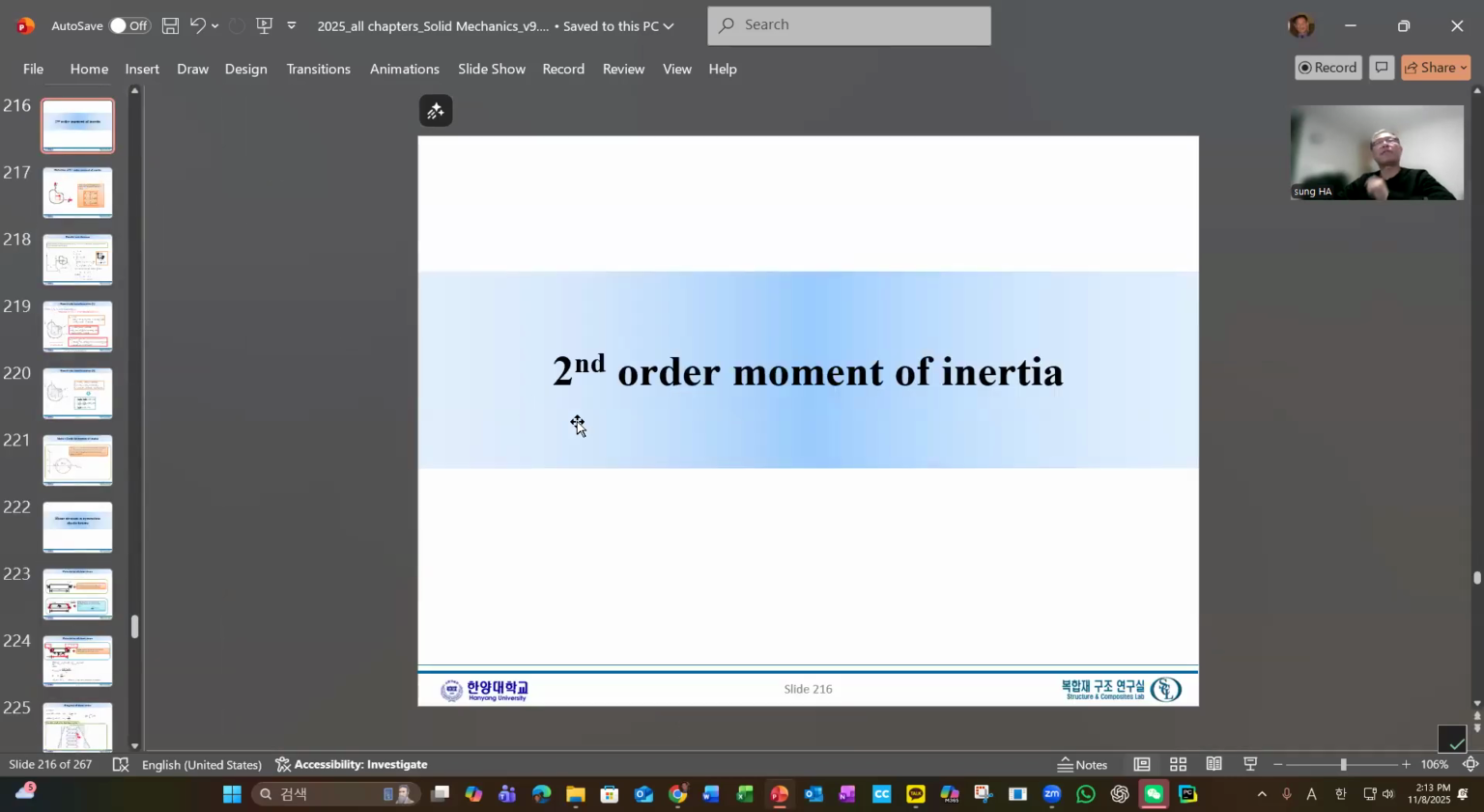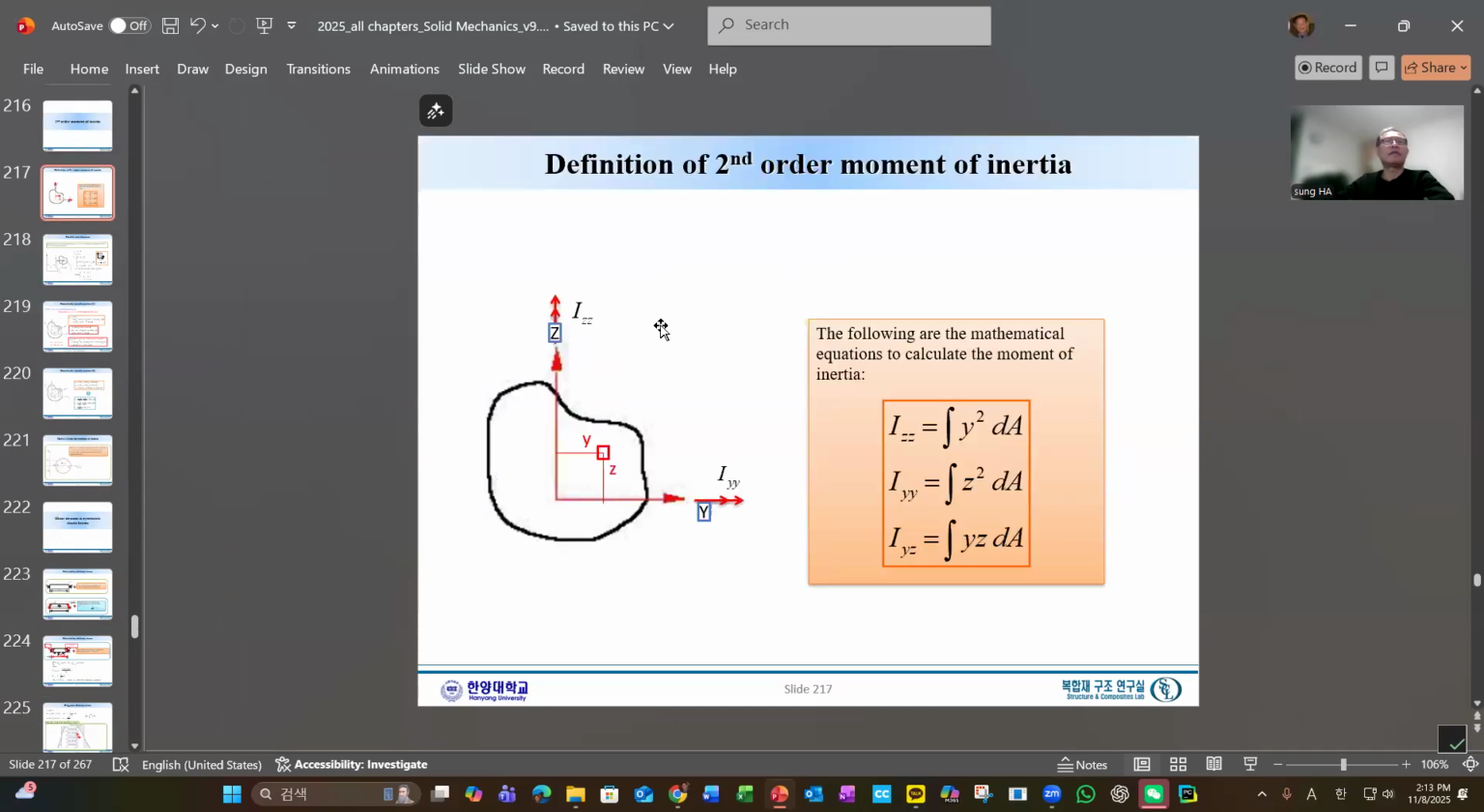Okay, another topic is the second order moment of inertia. That is very important in understanding beams. Here is the definition of a second order moment of inertia. It's partly covered in statics, but it's very important to go through again now how this second order moment of inertia, or in short, we can just say moment of inertia, can be related to our beam theory.